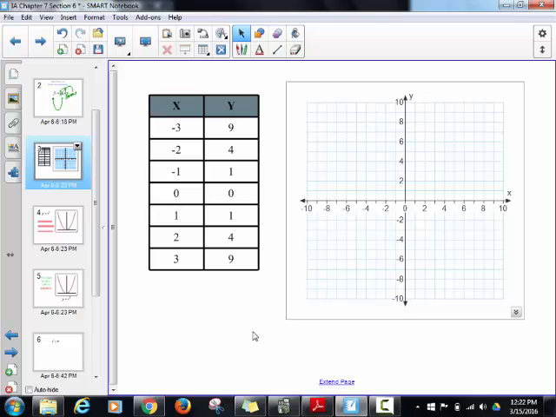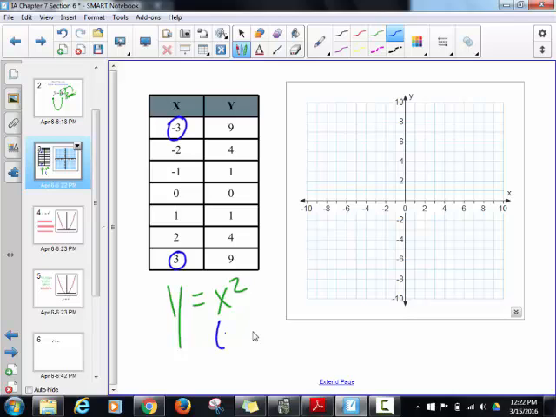So if I think about it on a table, why that is: when we take the x and square it, for example with negative 3 and 3, if I take negative 3 squared, I always should put it in parentheses, I would get 9. Well, if I do the same thing with 3 squared, I also get 9. So that's where it's symmetrical. And this is what we call the vertex, and we'll get more into that, the point where it's symmetrical.